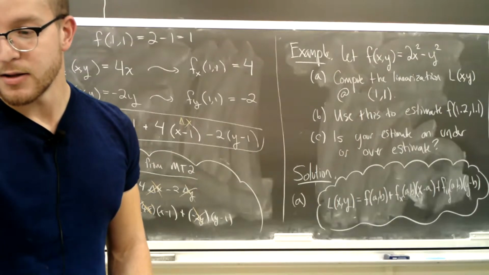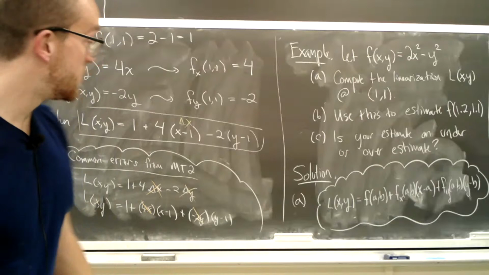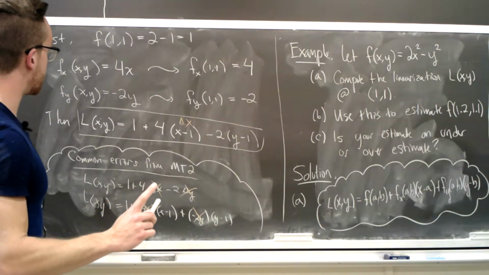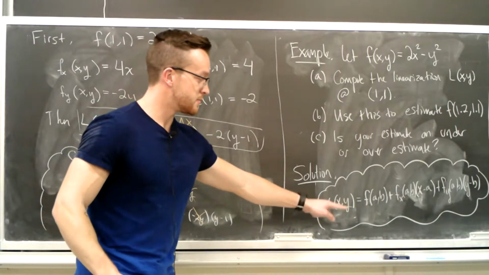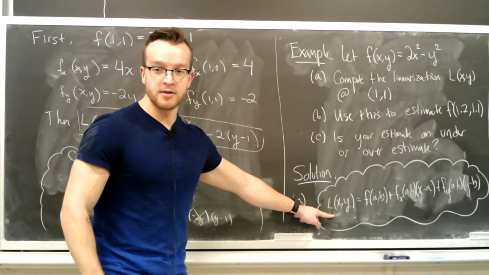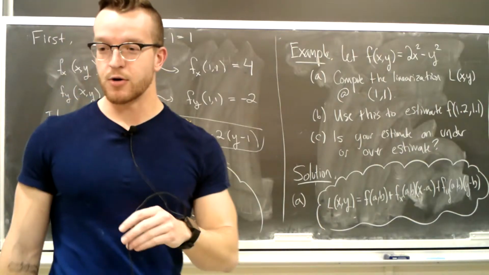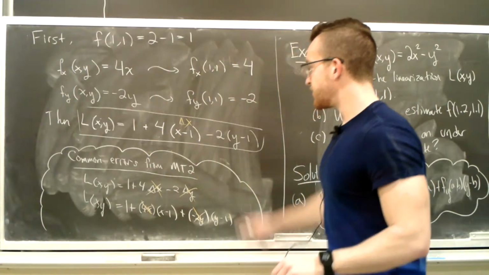Why do I put AB instead of 1, 1? I don't know if you're referring to this, but I wrote A, B there just because that's the formula for any point. Okay. Anyway, that's the linearization.